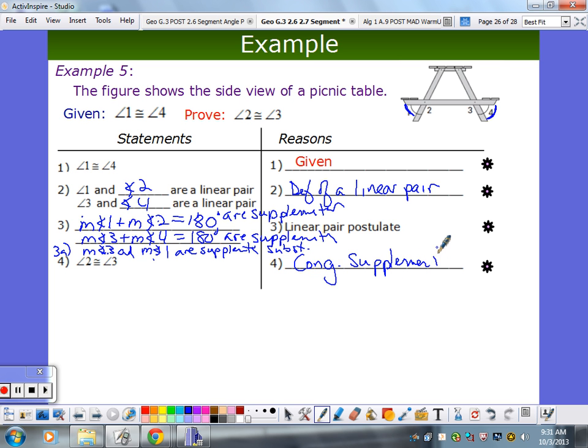Oh, a little bit messy. They left out a couple of statements. Congruent supplements here. They needed a 3A in there. All right. I think we fixed it. We fixed it.